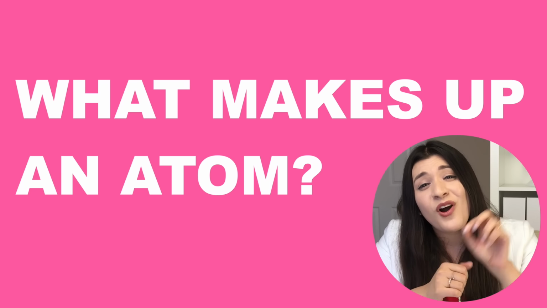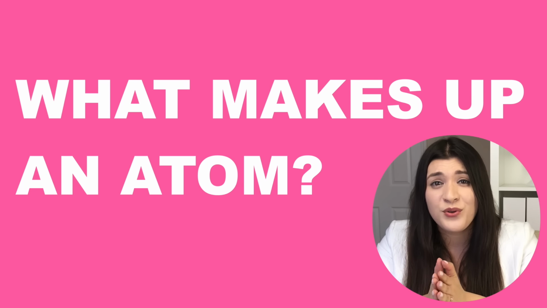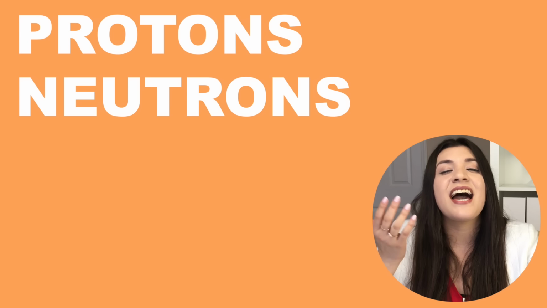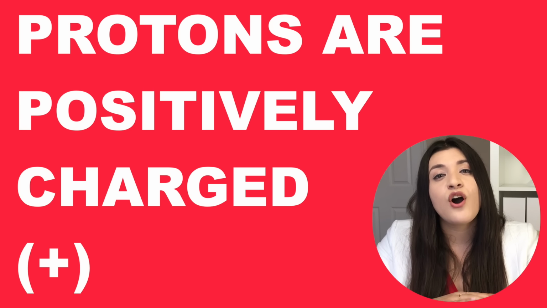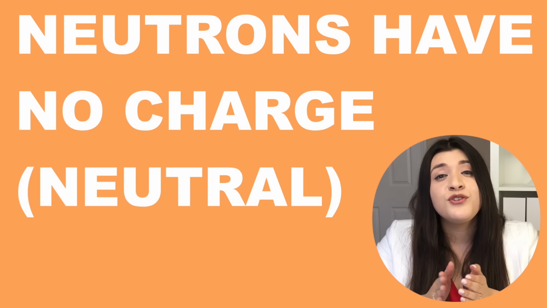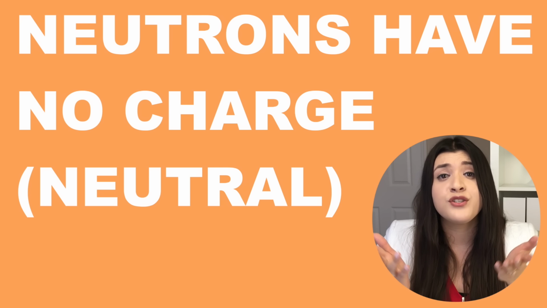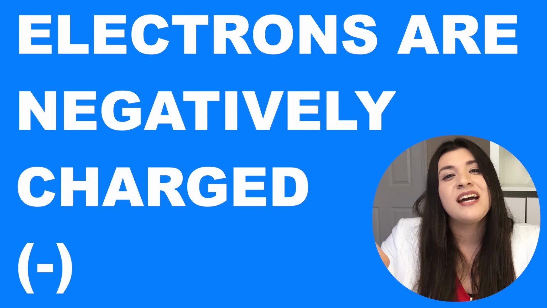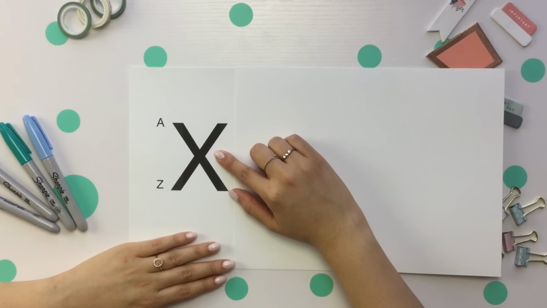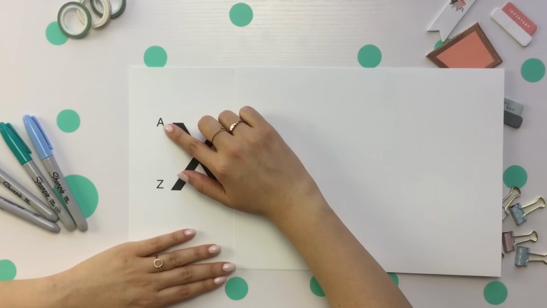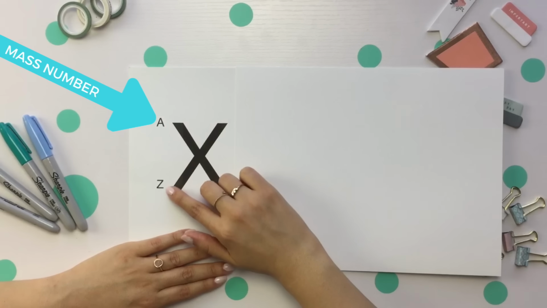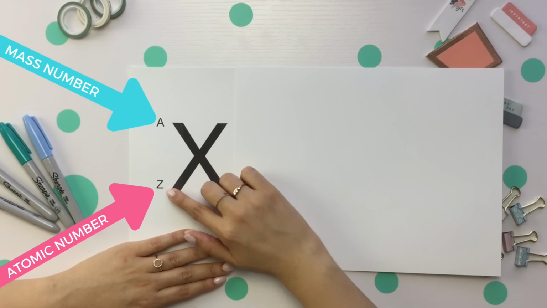What makes up an atom are three different types of particles: protons, neutrons, and electrons. Protons are positively charged, neutrons have no charge or are known as neutral, electrons are negatively charged. Let's look at the setup for a chemical symbol. The X represents the chemical symbol or the element, A is the mass number, Z is the atomic number.